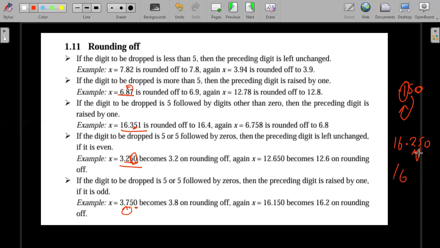We'll drop a 5 because we're having a 0 here, then a 5, followed by an even number in that case. So we are not going to add a 1, and you are going to have 16.2 like that. I hope people are clear on when to drop a 5 and when to add 1 there. Are we okay there?